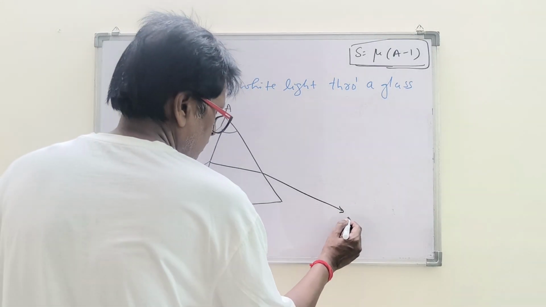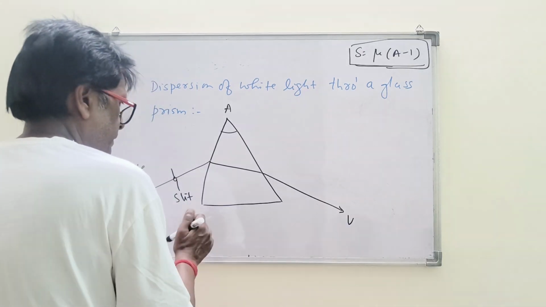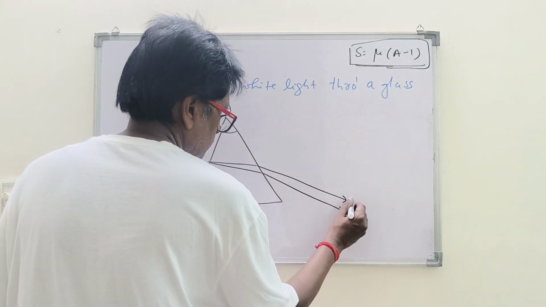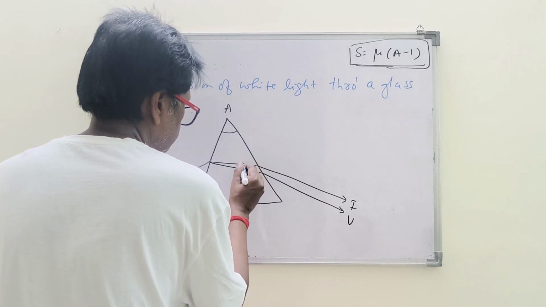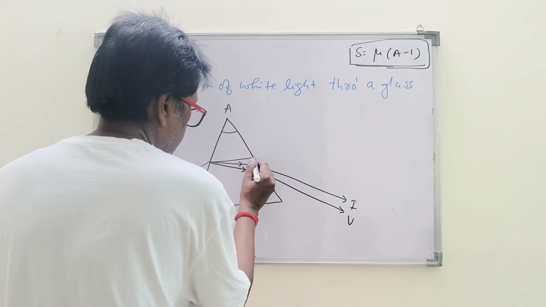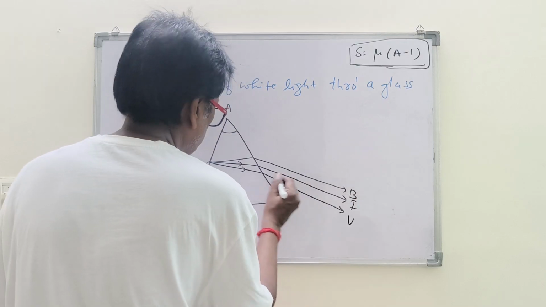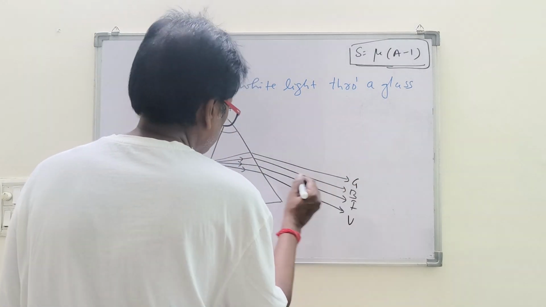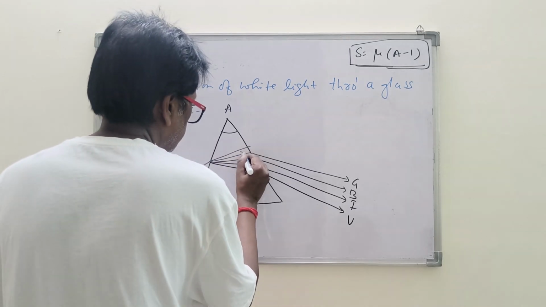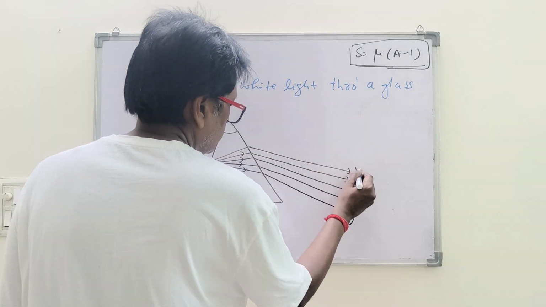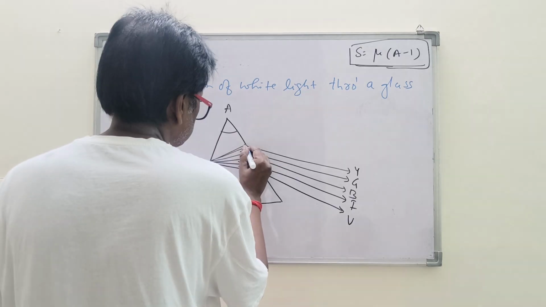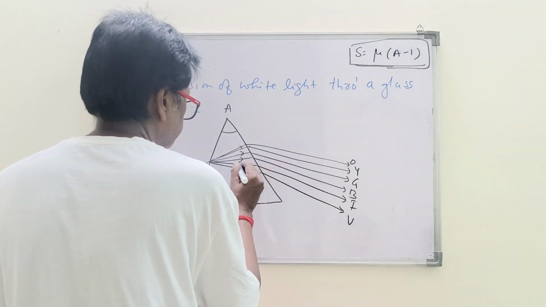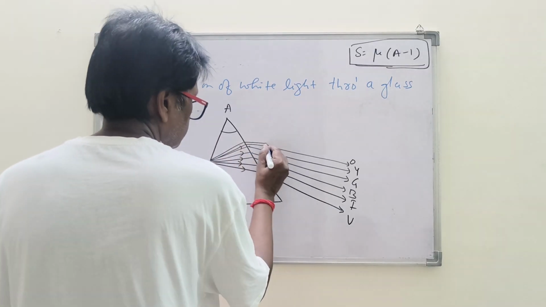So this is the violet color of the white light. Violet, indigo, blue, green, yellow, orange, and red.